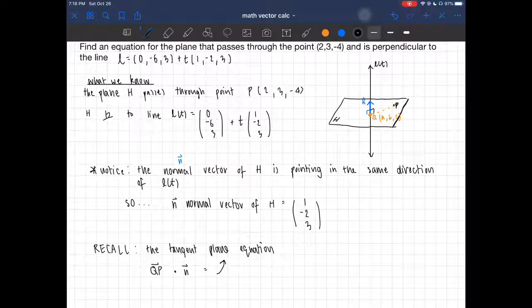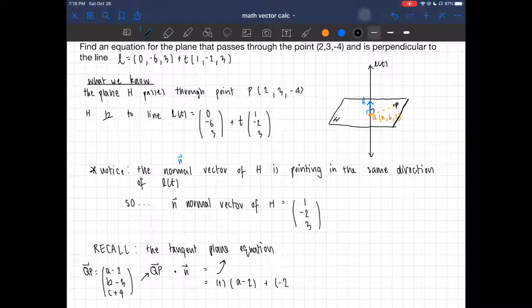So the normal vector is (1, -2, 3), and then we take the first coordinate of QP. So let me just write down QP for you. Actually, I'm going to write PQ, final minus initial, but don't worry about that. It doesn't really matter if you do QP or PQ. Here I know A minus 2, B minus 3, C plus 4, and (2, 3, -4) comes from the question itself.